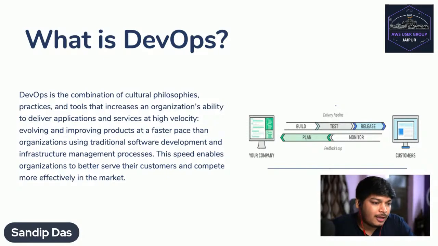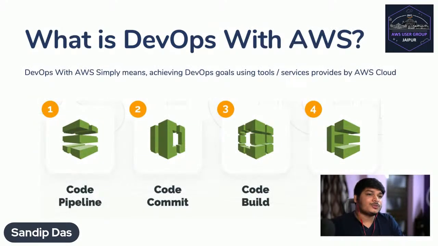Now, if we talk about DevOps with AWS, we have to think about what exactly that is. DevOps with AWS simply means achieving DevOps goals using the tools and services provided by AWS. What does that mean? Each cloud actually has its own tools and services, be it Azure, be it GCP, of course AWS. So the moment anyone says DevOps with AWS, that means using whatever tools and services AWS provides to achieve the DevOps goal.